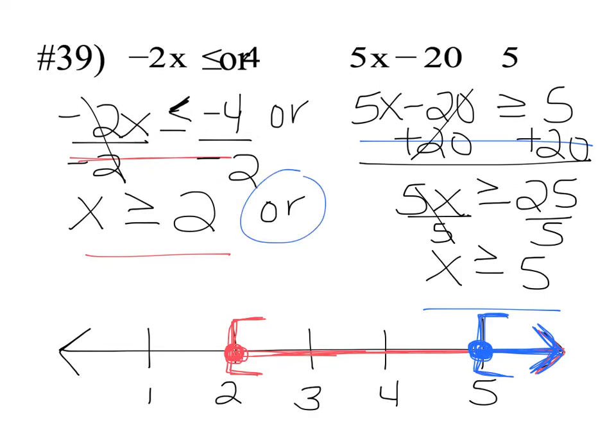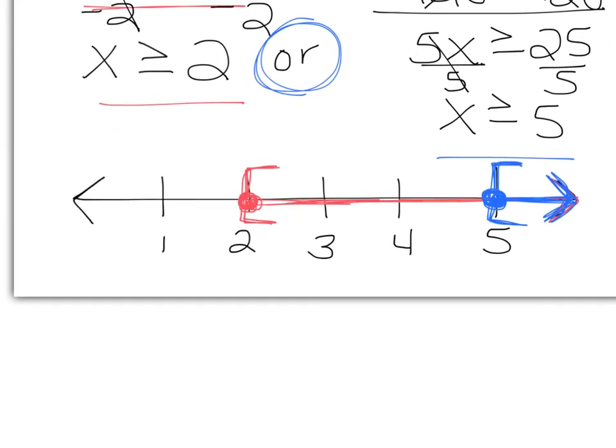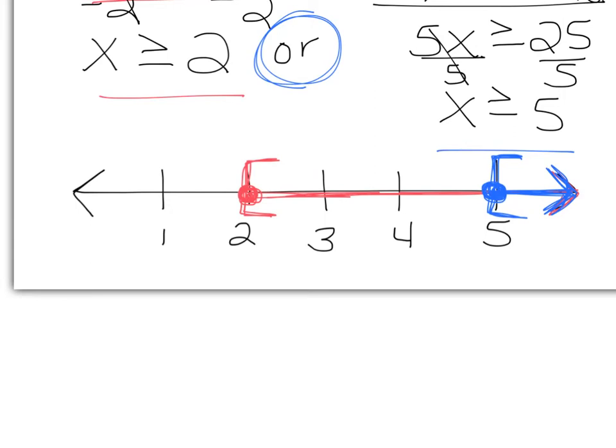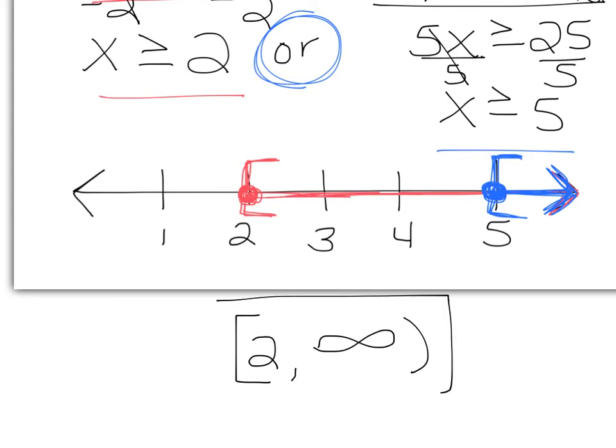So remember, we're talking about or. So it doesn't have to be where they overlap, it just has to be where the graph is. So the graph, any of the graph, is right here. So our graph starts at 2, and it's a bracket, because on our graph is a bracket, goes to infinity, which is always a parenthesis. Okay? So it's 2 to infinity.